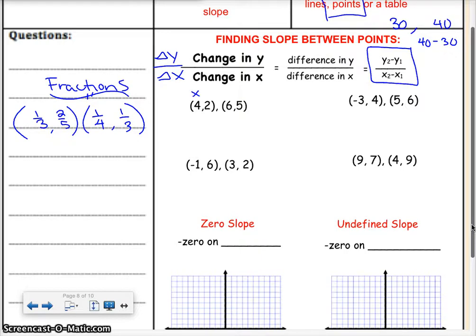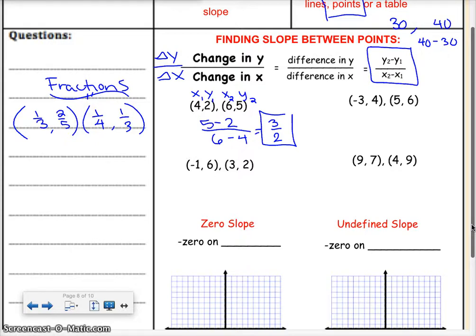This is my first x. This is my first y. The 6 is my second x. The 5 is my second y. So the formula is y sub 2, second y, 5, minus y sub 1, first y, 2, over x sub 2, second x, 6, minus x sub 1, 4, which is 3 over 2. Remember to leave it like that. You do not turn it to a mixed number. Kids did. Don't do it.